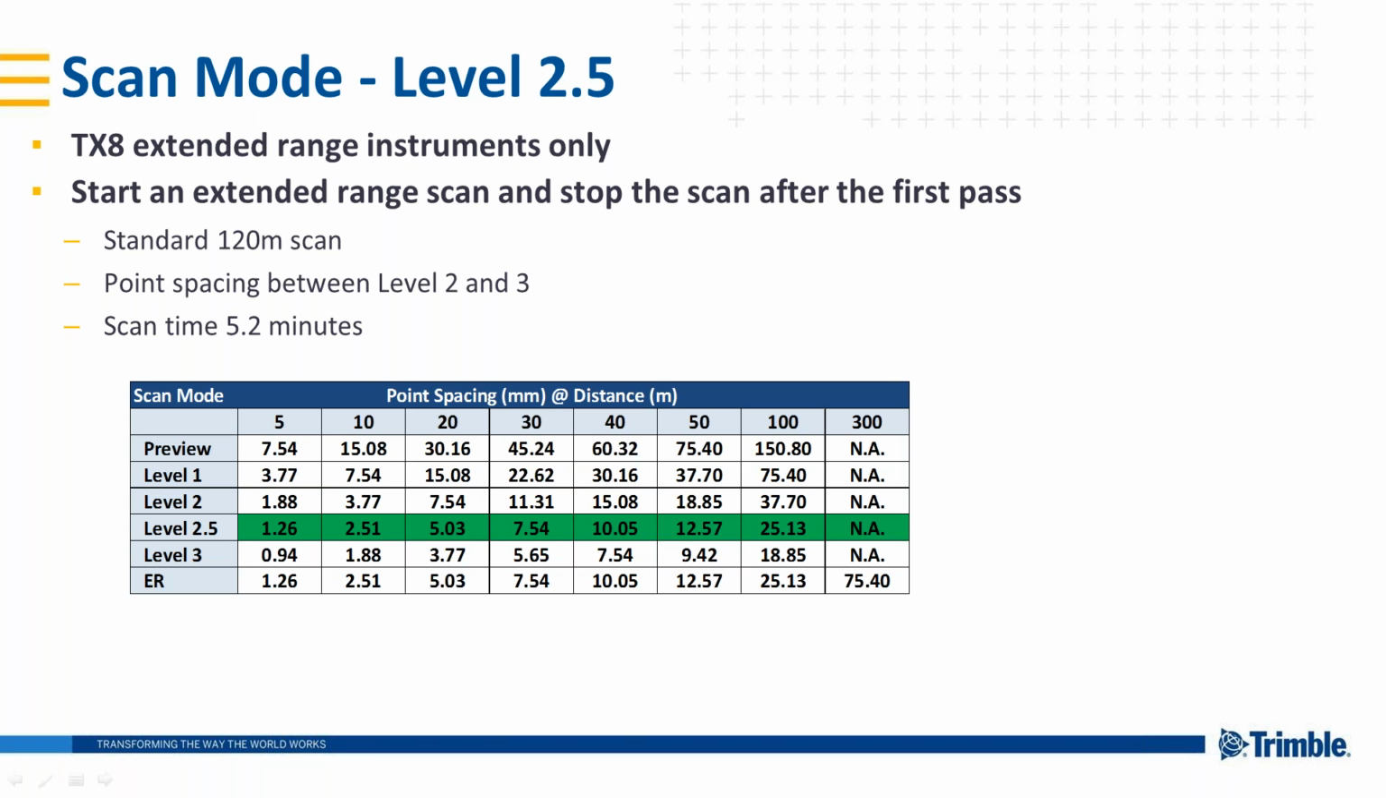Level 2 is the scan mode that I use most often because it only takes 3 minutes and you get good density. But I can certainly see using this trick to get even better density at 30 meters in only 5 minutes.